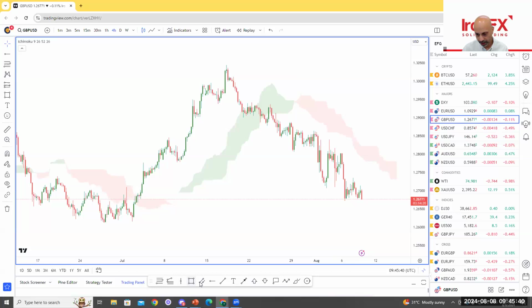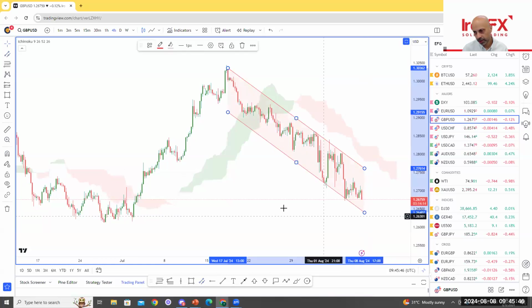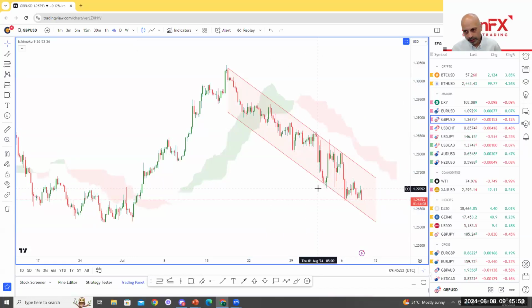We could probably draw a nice bearish channel as well. I see a nice bearish channel for cable that's been in place here. We can see it's tested the upper trend line of the bearish channel several times, as well as testing the lower trend line a couple of times.